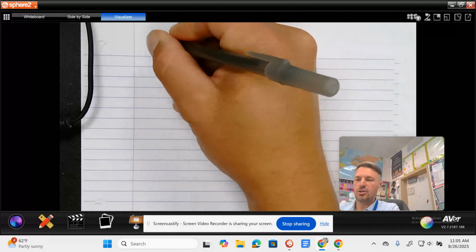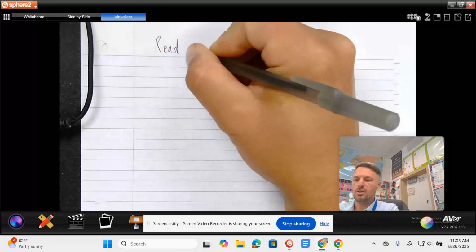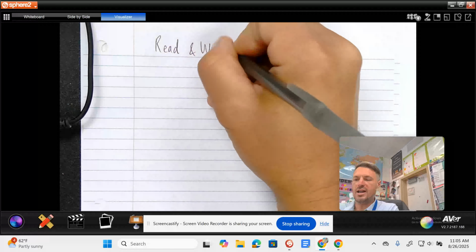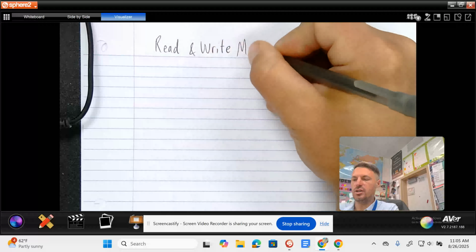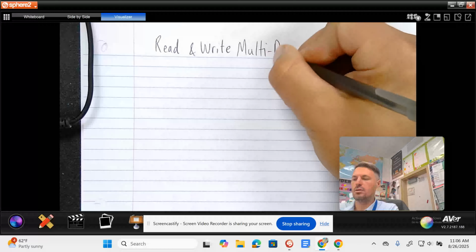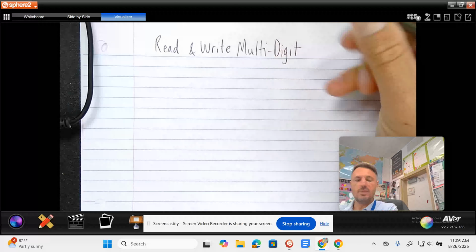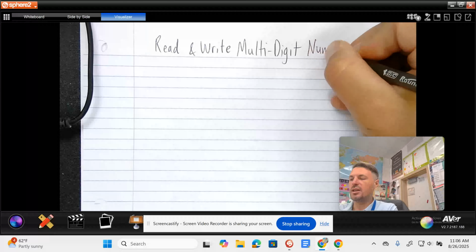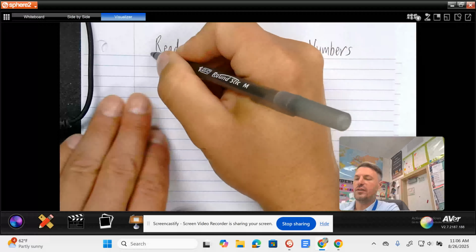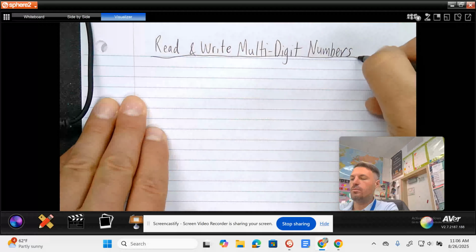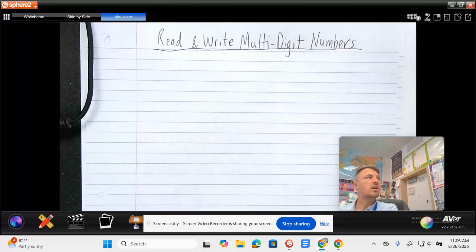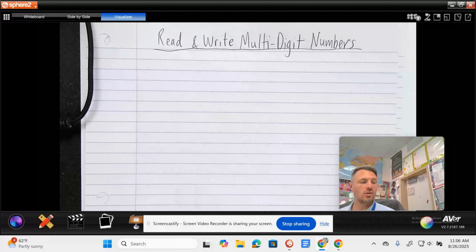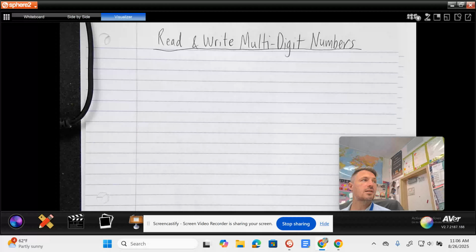Today's math lesson is called Read and Write Multi-Digit Numbers. So go ahead, open up your math notebook to the next available page and write that title at the top of the page. Now, today's lesson is called that, but what today's math lesson is actually about is writing numbers in standard form, word form, and expanded form. So let's go ahead and do an example of that.